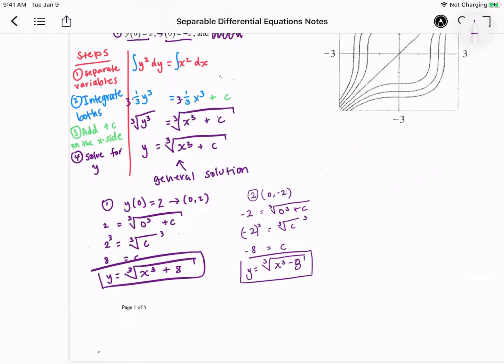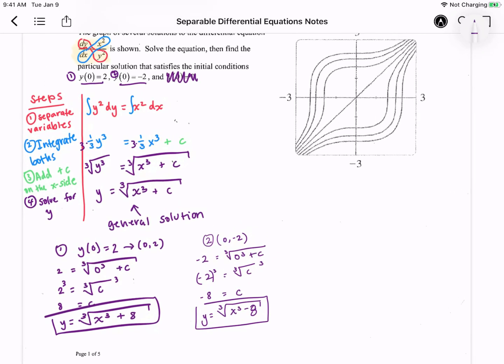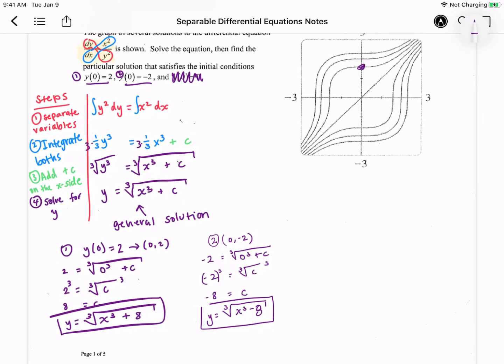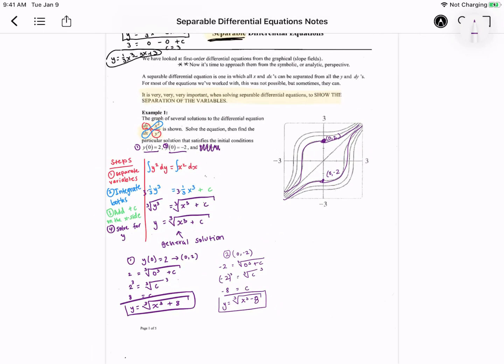Cool. And so we can see the solutions to the differential equation. Here is the first one. Going through 0, 2 makes this really weird graph. And then going through 0, negative 2 makes this other solution. So that's it. That's the steps for solving a separable differential equation.